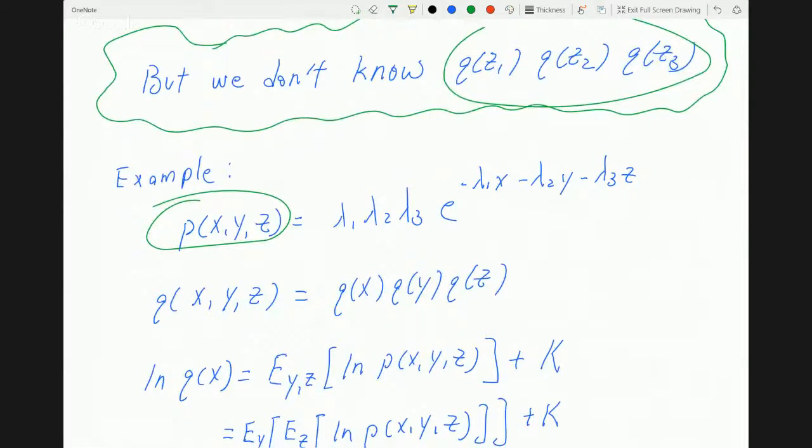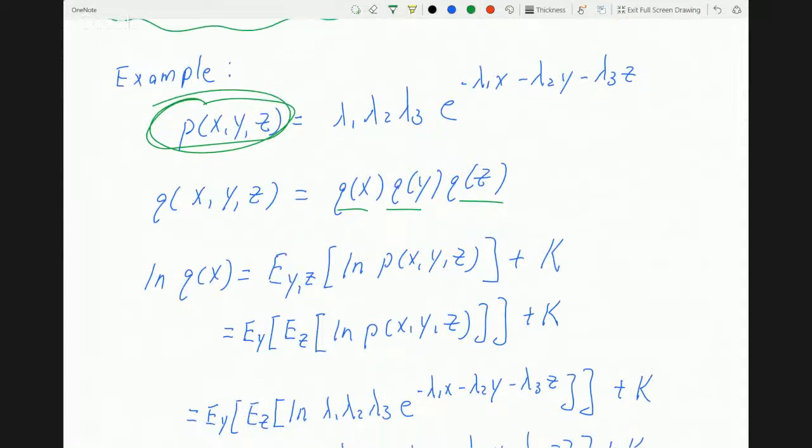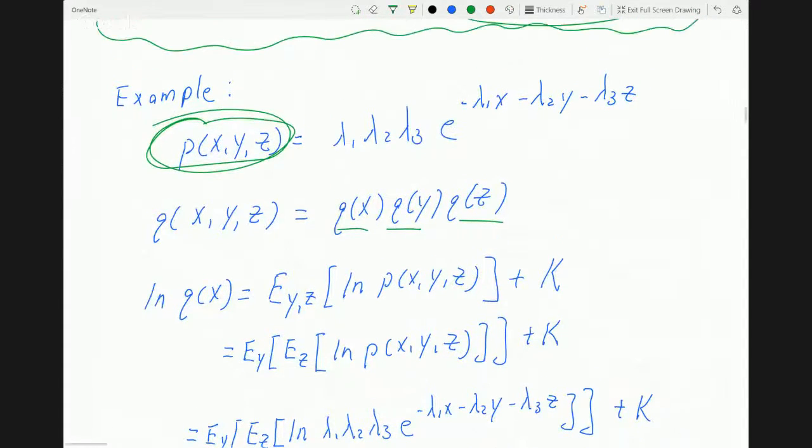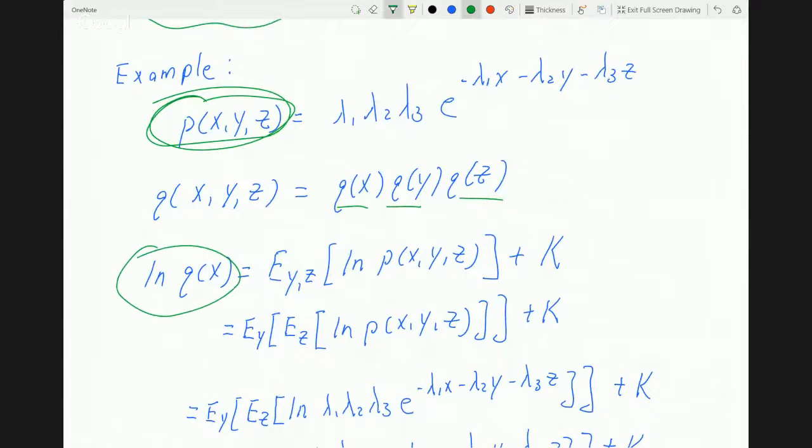So remember, we want to estimate P of X, Y, Z here with Q of X, Y, Z. The first assumption we make is that they're independent, so we can separate them out, okay? So according to this equation above, we know that log Q of X, which is the first one, is equal to the expectation over Y and Z. Remember, it's everything except X. So it was Y and Z of log of the joint plus some constant, okay?